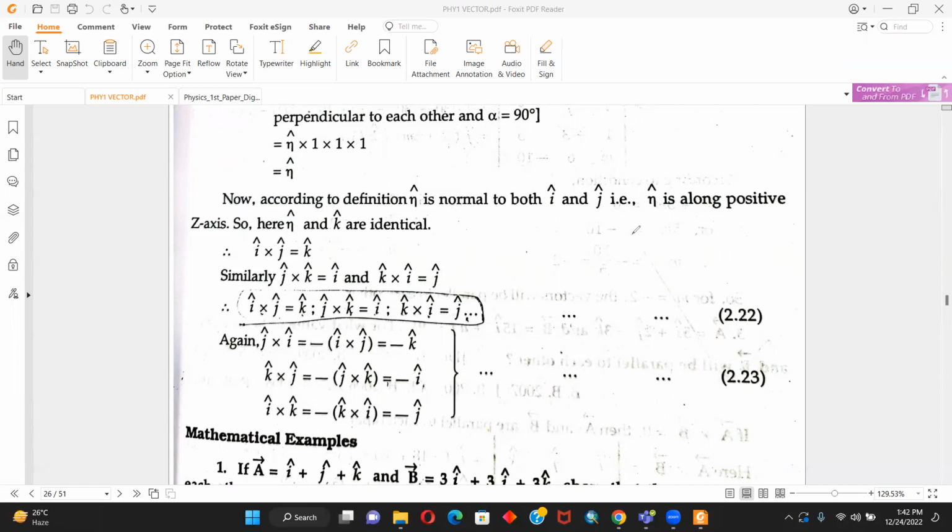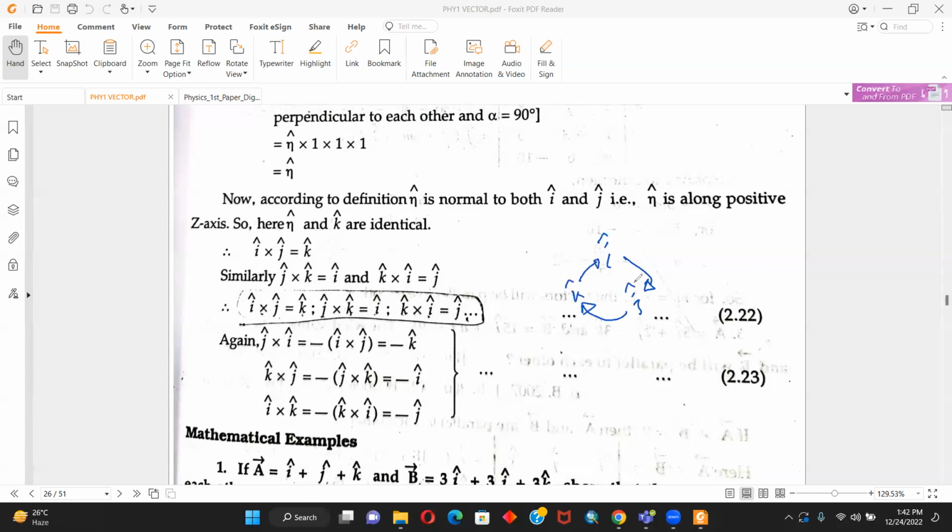Just that it will have three components and they will form a cycle. So I, then comes J, and then comes K. I, then J, and then K, and then comes I.